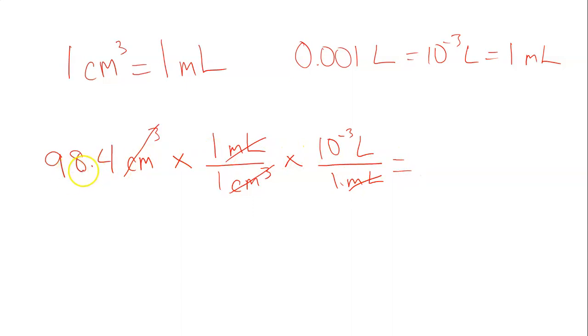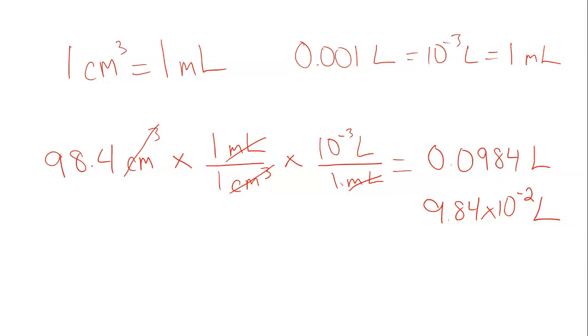So now I just multiply my 98.4 by 10 to the minus 3, and I would get 0.0984 liters. You could also write this in scientific notation. I'll give you a second. Try that on your own. Pause the video if you need to. It's 9.84 times 10 to the minus 2 liters. Okay, hopefully this, with the previous video, gives you sufficient help to work through any sticking points that you had on these concepts going forward.